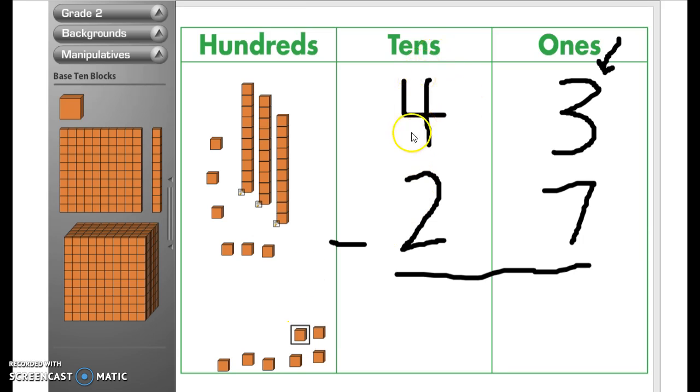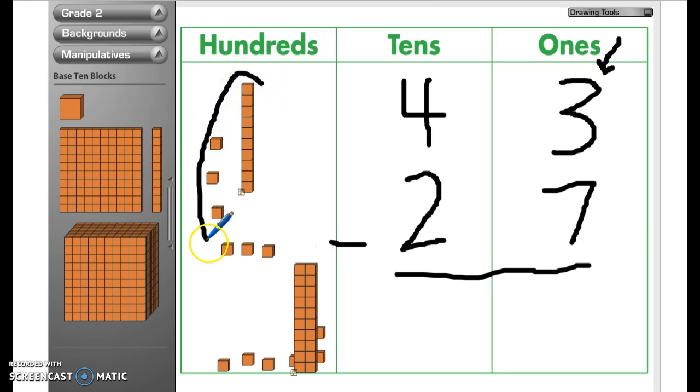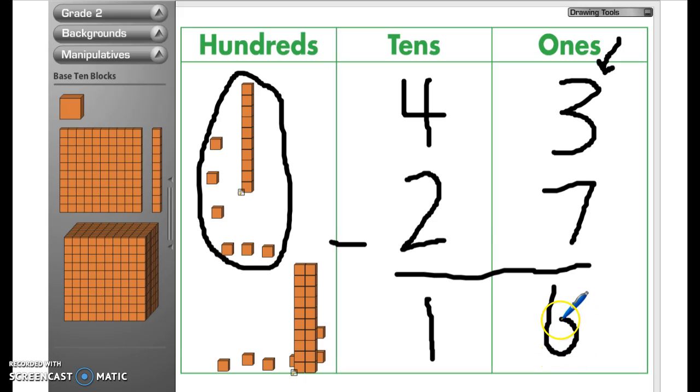And then if we move to the tens place, we need to take away 2 tens. So we're going to take away 1, 2 tens. As you can see, this is what is left. So we have 1 ten, and 1, 2, 3, 4, 5, 6 ones. And 6 ones. So our answer is 16.